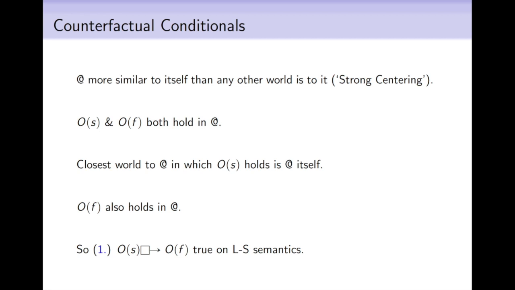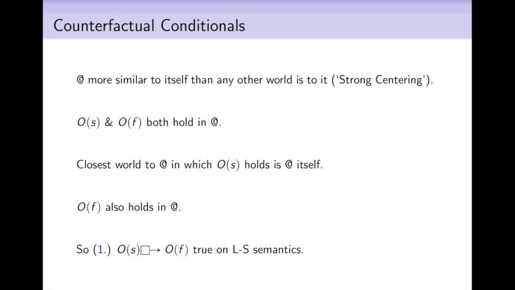Okay, so Lewis endorses a principle when it comes to talking about the similarity of possible worlds, a principle that he calls strong centering. And this says that the actual world is more similar to itself than any other world is to it. So there's no world that's as much like the actual world as the actual world is. And basically, it's this principle of strong centering that means that if both the short circuit and the fire do occur, then that first counterfactual, that says if the short circuit had occurred, then the fire would have occurred, is automatically true.